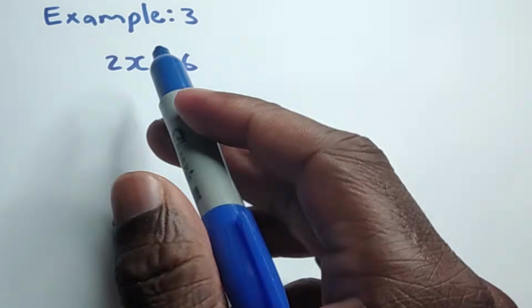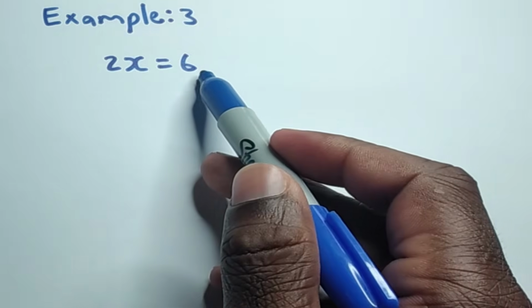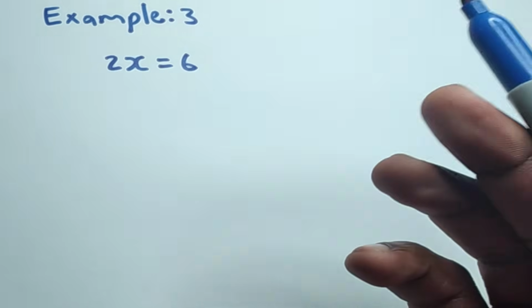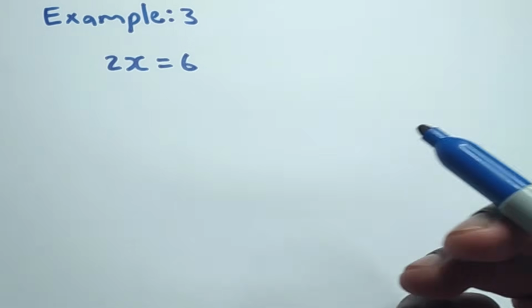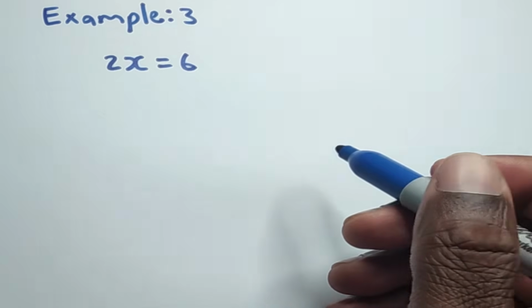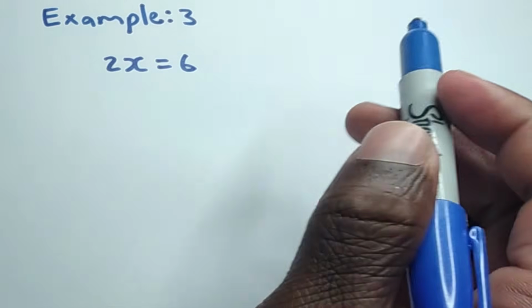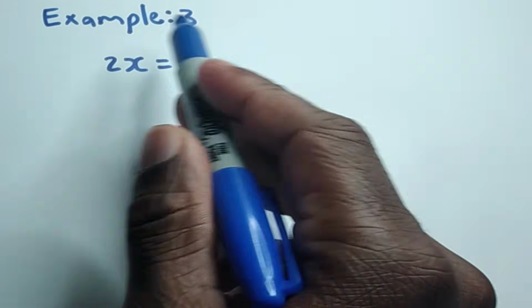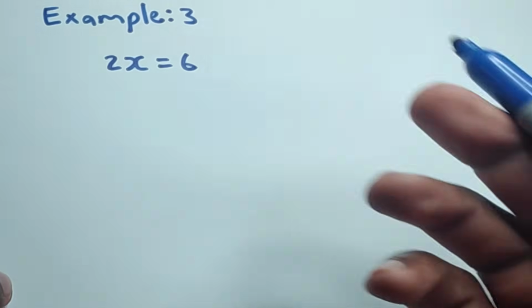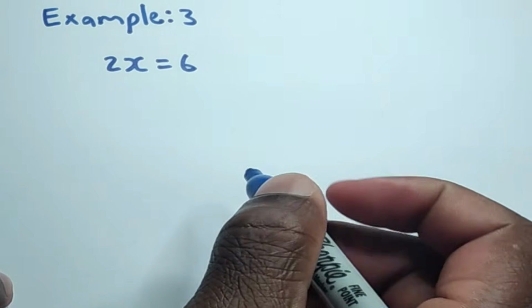Alright, so in this example, we are given 2x is equal to 6, alright? And as always, we can still integrate the whole concept of doing the opposite of the operation that is taking place. So again, we want to make the x the subject of the equation, and that simply means we want the x on one side of the equal sign by itself. And to do so, we need to get rid of this 2 right here.